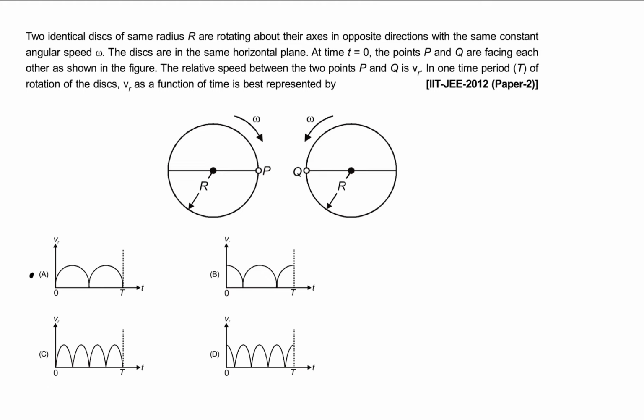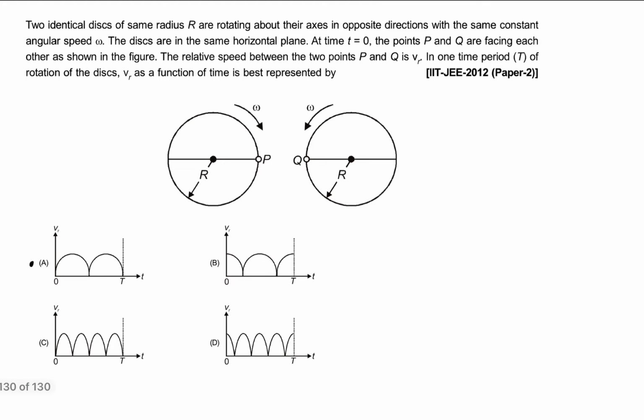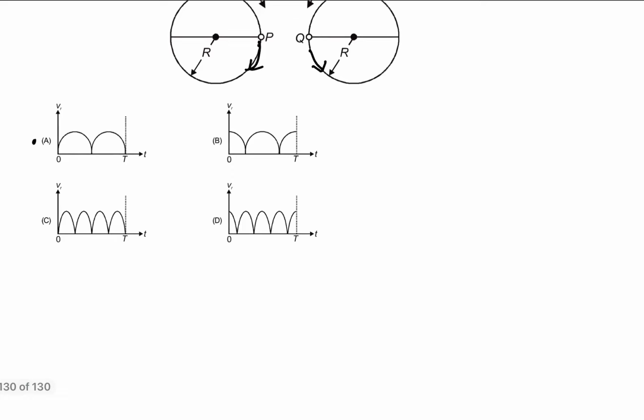One last question. Two identical discs of the same radius r are rotating about their axis in opposite directions. You can see here one is moving in the anti-clockwise direction, and the other one is moving in the clockwise direction, with the same constant angular speed omega. The discs are in the same horizontal plane. At t is equal to 0, the points P and Q are facing each other as shown in the figure. The relative speed between the two points P and Q is Vr. Over one time period T of the rotation of the discs, Vr as a function of time is best represented by, they are asking.